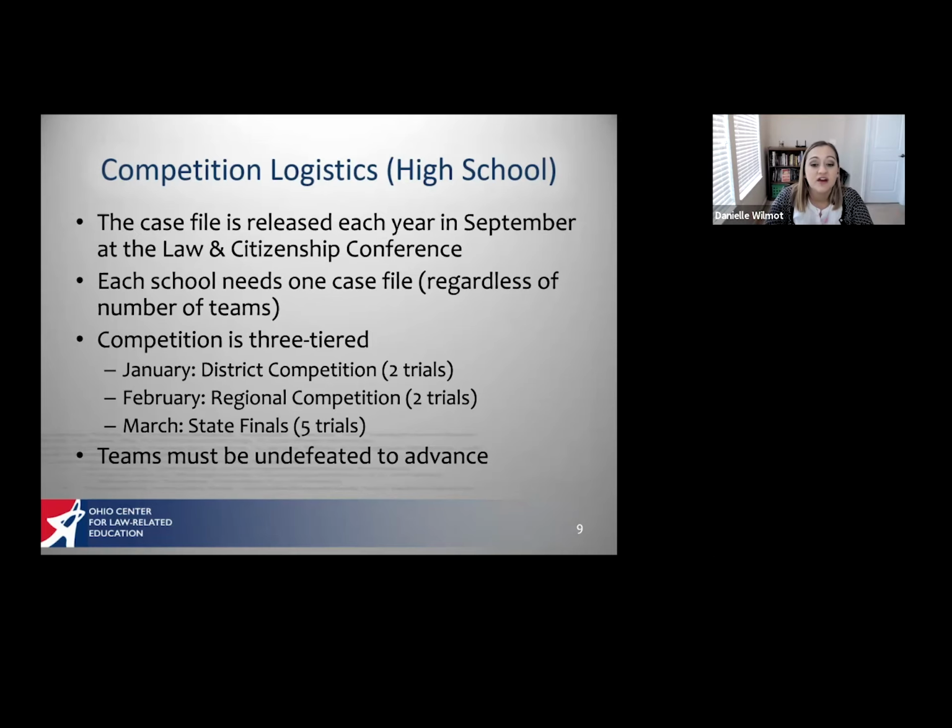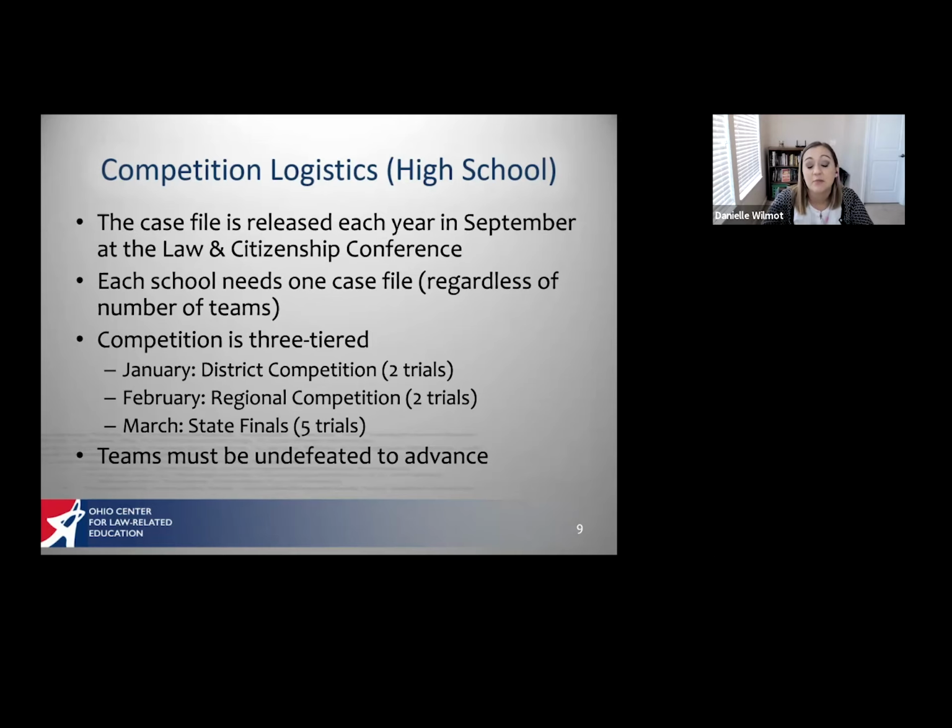Going on, the competition is structured in a 3-tiered structure. So the very first one is anybody that wants to participate in the competition that registers will compete at the district level. And that's 2 trials. As we've mentioned in previous videos, there's always going to be both sides of the case presented. So your one team will present both the prosecution and the defense. So the district competition consists of 2 trials, alternating sides. That takes place in January. The date will fluctuate each year just a little bit, so I can't tell you exactly when in January, but know that we announce that and include it in the case file.